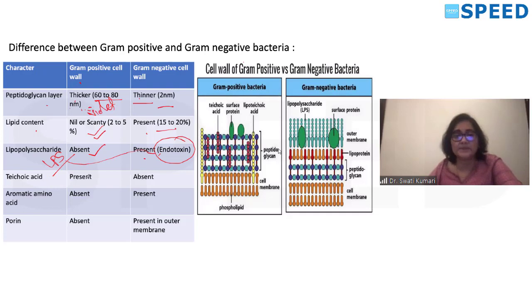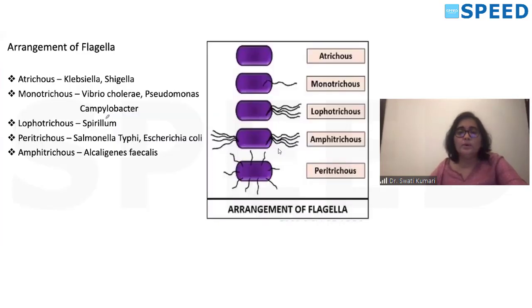Teichoic acid is present in gram-positive, absent in gram-negative. Aromatic amino acid is absent in gram-positive, present in gram-negative. Porins are absent in gram-positive and present in gram-negative. This has been asked: teichoic acid, where is it present? Gram-positive. Porins, where are they present? Outer membrane of gram-negative bacteria. This is the picture of gram-positive bacteria, and this is the picture of gram-negative, which has the lipopolysaccharide layer.